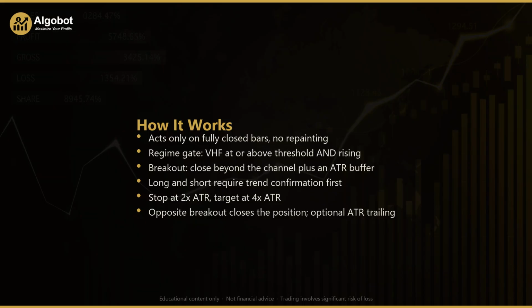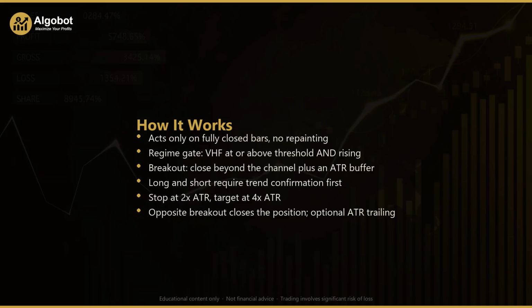Let's walk through the exact logic, step by step. The strategy evaluates its rules only when a bar has fully closed, so it never acts on a half-formed, repainting candle. That's an important detail for reliability. The first step is the regime gate. On each newly closed bar, the strategy calculates the vertical horizontal filter over a lookback of 28 bars by default.